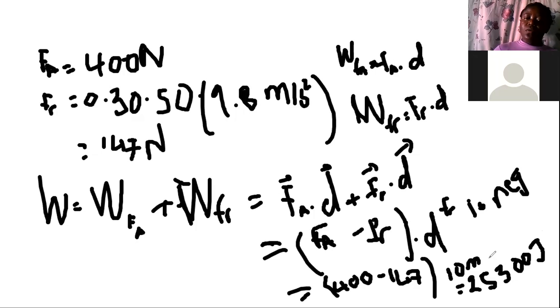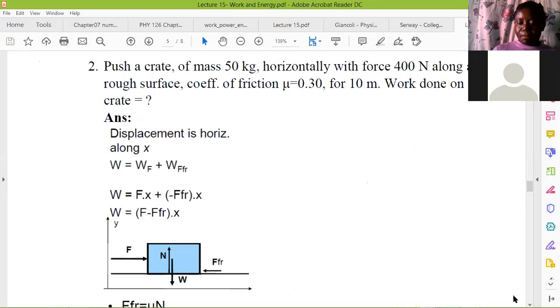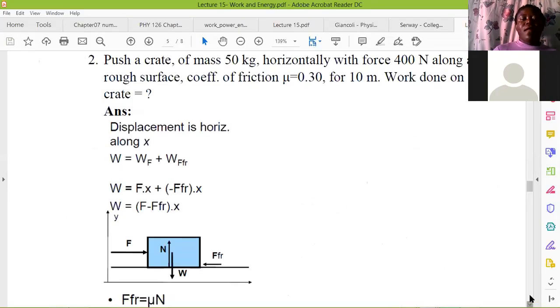Okay, or you can just calculate the work done by the frictional force and the work done by the applied force, and then you simply plug in using that formula, and you have your answer. It will yield the same answer because we are doing the same thing. Okay, so this is what we have there.